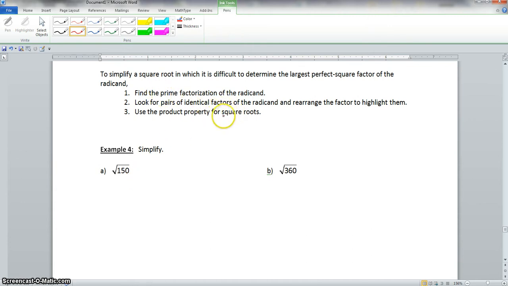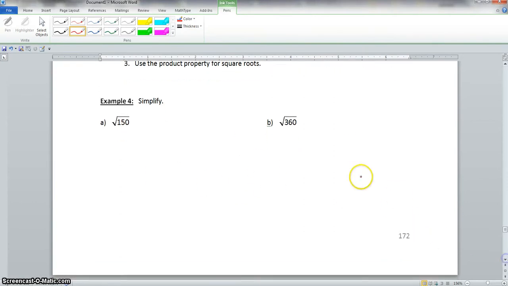And if any other numbers match up, if it's an even number of them, then you know that you would need to pull out one of those. So I'm going to show you an example using A. Let's just say that we did not know what the highest perfect square was in 150. So we'll go over here and take 150 and do the prime factorization.